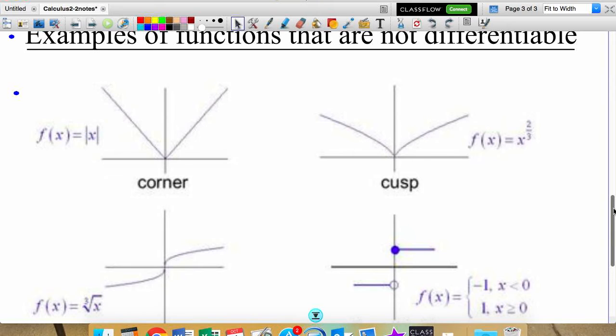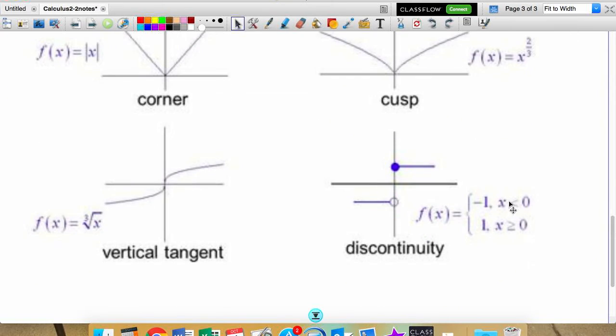This leads me to the next example, a vertical tangent. The graph, the cube root of x does not have a derivative at 0 because technically the slope is directly up and down or vertical, and there is no slope for a vertical line, and thus no derivative value. So we say that this graph is not differentiable at 0.